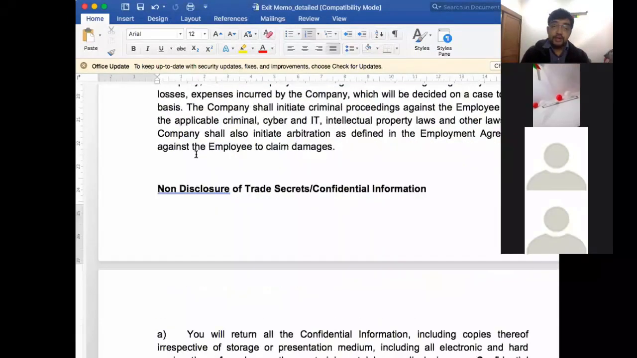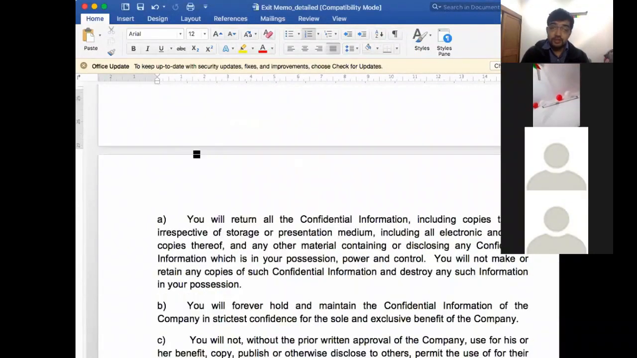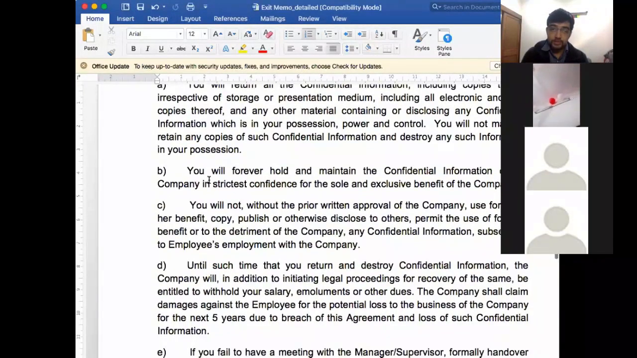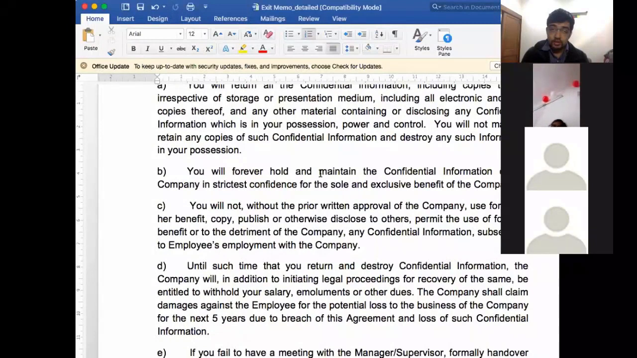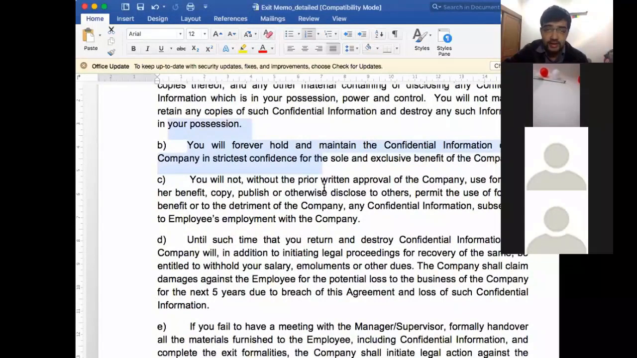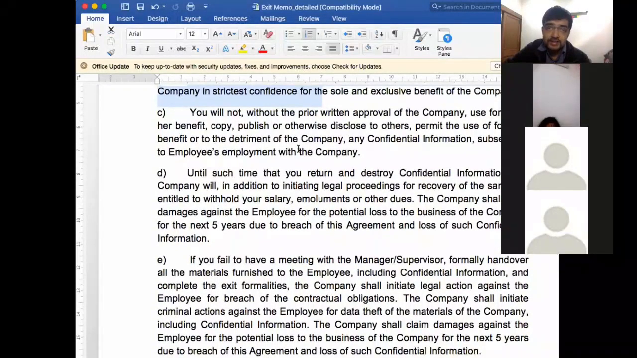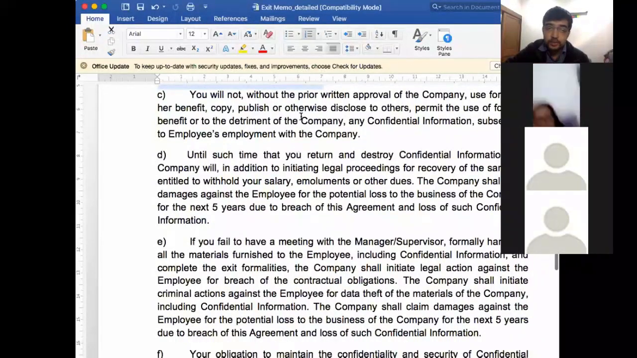So now here, and then non-disclosure of trade secrets and confidential information. So you will return confidential information and any copies you will hold. And here it's written you will hold confidential information in strictest confidence. You can change the language. You can make it simpler. You can make it shorter. That is all fine. If you want to grant exceptions, the best way to grant an exception is to take the prior consent of the company. That's the best way to do it.